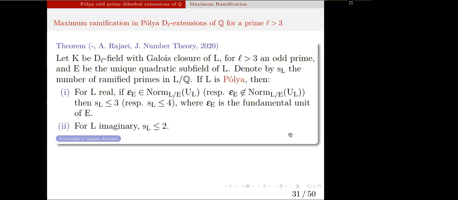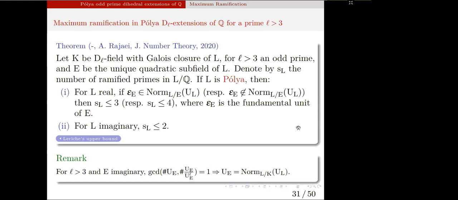Please note that here is an exception. In this case, namely whenever L is greater than 3 and L is imaginary, one can show that the relative norm of L over K is surjective, and the upper bound for part 2, namely for L imaginary, should be 2. However, we cannot prove the sharpness for the general case. The sharpness of these upper bounds for the general case has not yet been proved.